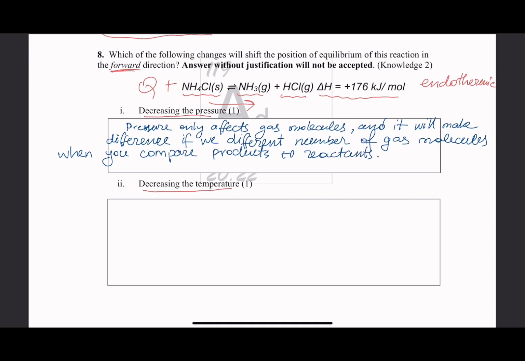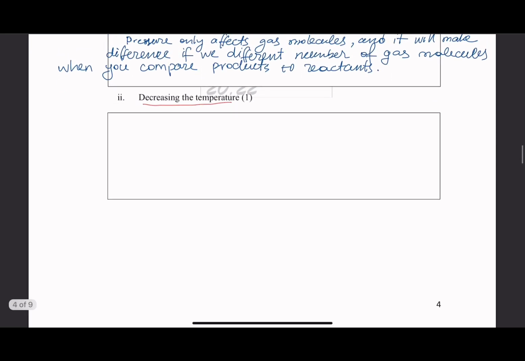So right now, let's count the number of gas molecules we have. On the left side we have 0 molecules of gas. And we have 1 plus 1, so 2 gas molecules on the right. So the pressure will make a difference. I'm going to be writing the pressure in here.